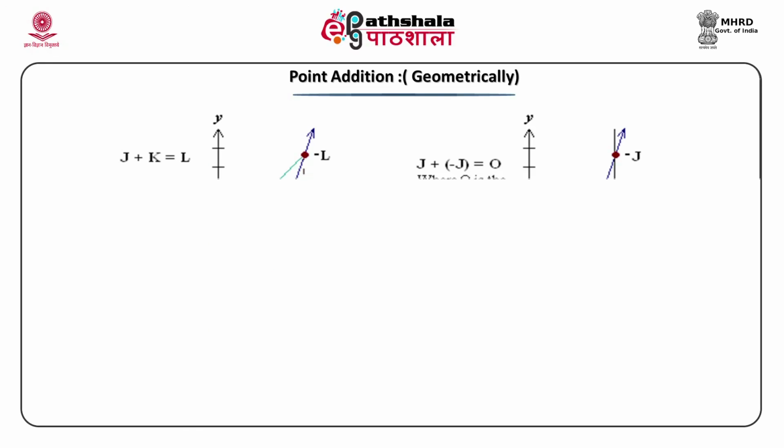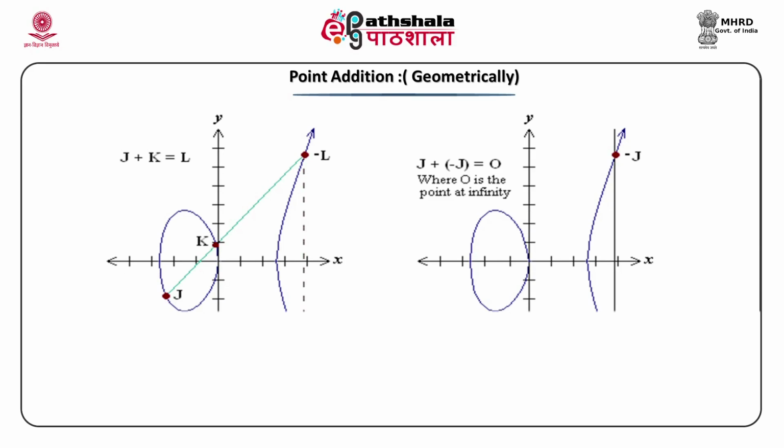Point addition geometrically is shown in this way. There are 2 points on the curve, j and k. If the points are added together, it results in L and minus L. j plus k gives you L. j plus minus j equal to O, the point of origin, where O is the point at infinity.